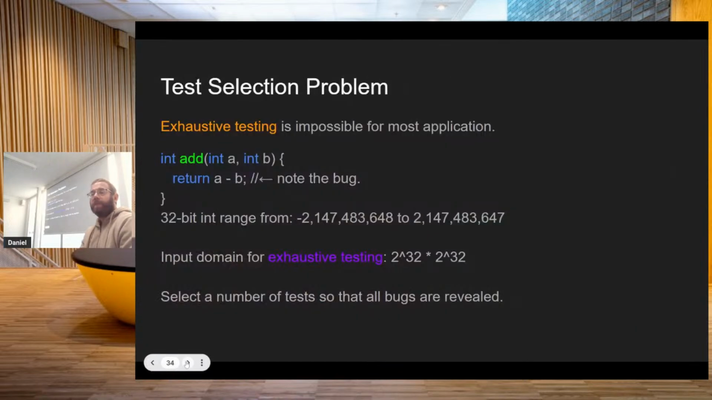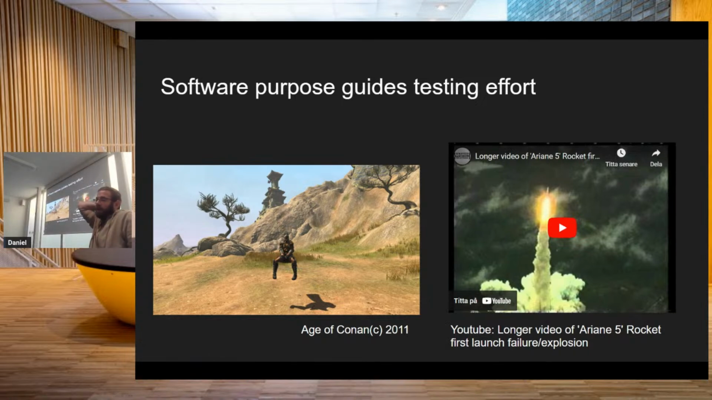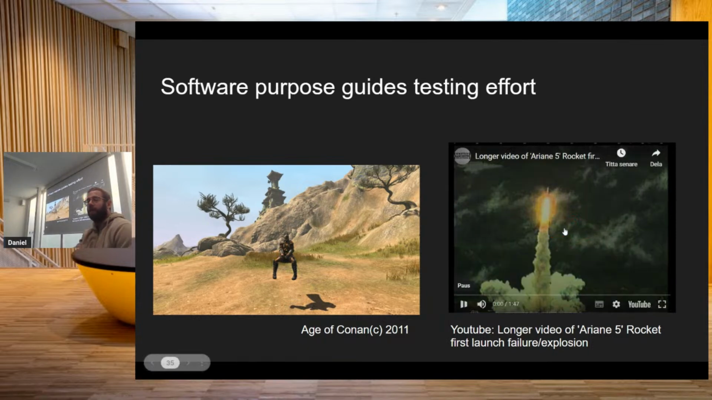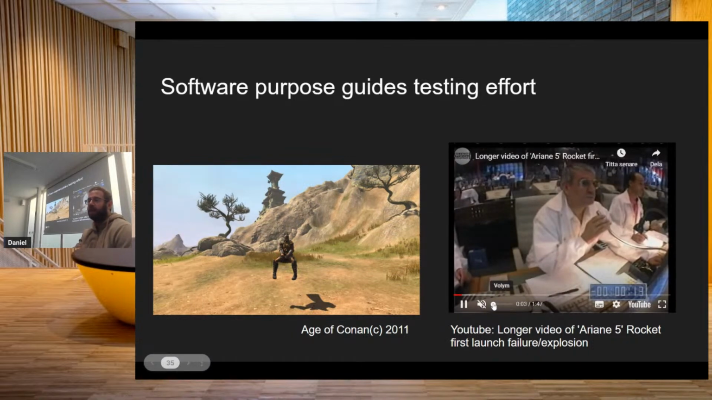Okay, so how many test cases can we have? The first image to the left is from a game that was released in 2011 called Age of Conan. In Age of Conan, sometimes the graphics for the horses were not loaded. So you could have these people that are riding in the air. And then the second video here, not sure that I'm sending sound, it doesn't really matter.